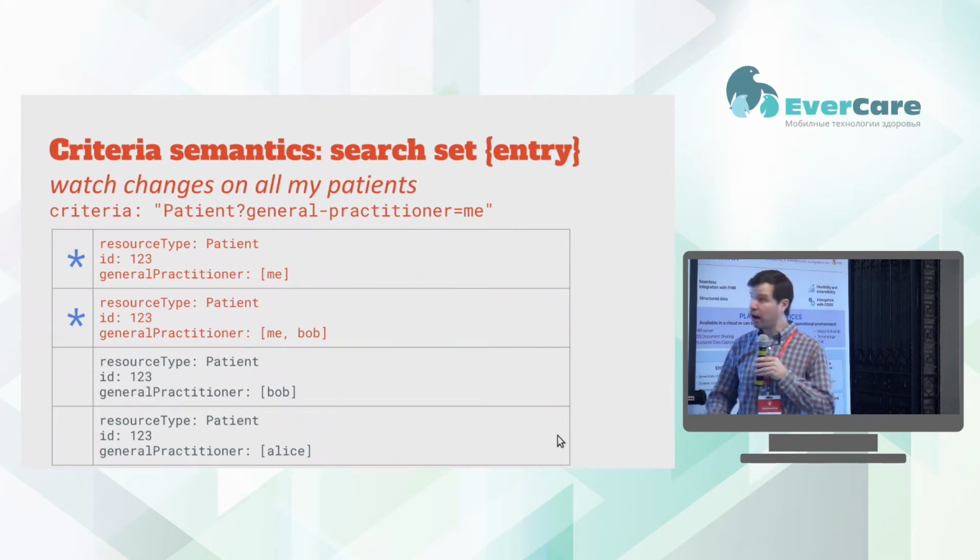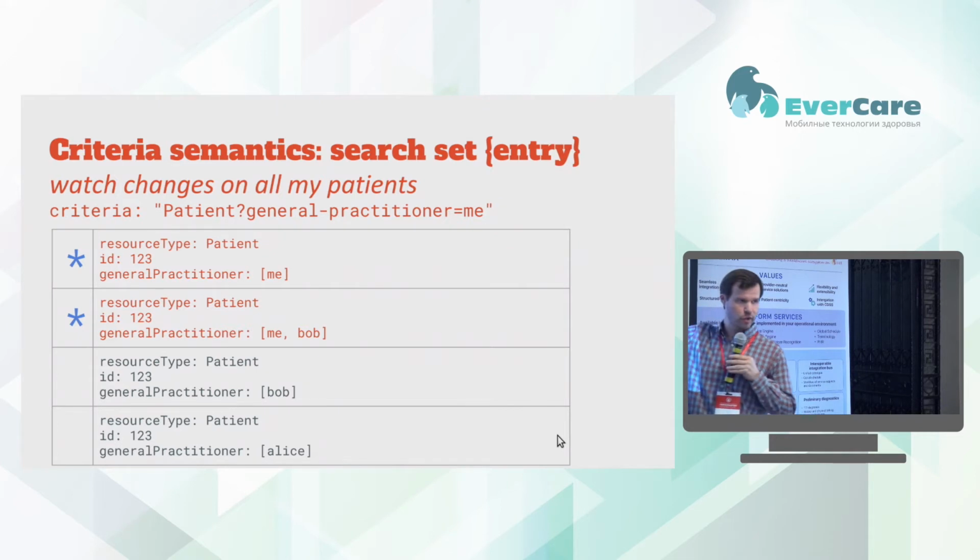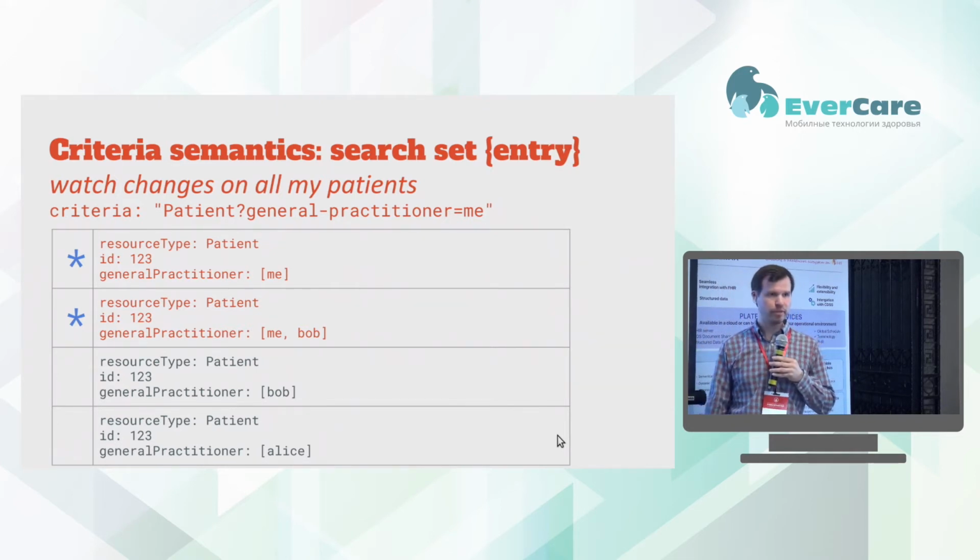And so in FHIR R4 subscriptions, this is sort of how things worked. And it was consistent, but it wasn't always what you would want as a developer.